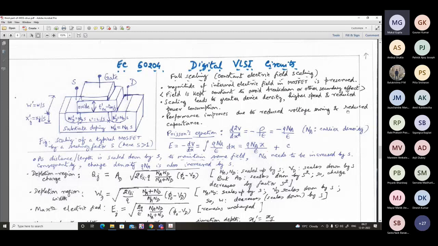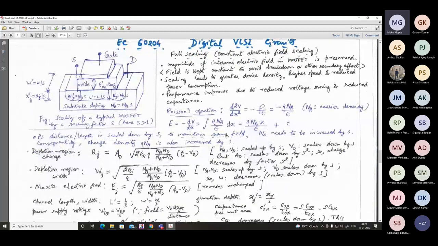Now, normally we start with the basic Poisson equation: d2V/dx2 equals minus rho by epsilon, and rho is the volume charge density. So you multiply with the electronic charge, q Na, where Na is the ions per unit cubic centimeter, cubic micrometer, whatever. Now, if you integrate it, E equal to minus dV/dx, you get this form: q Na x by epsilon.